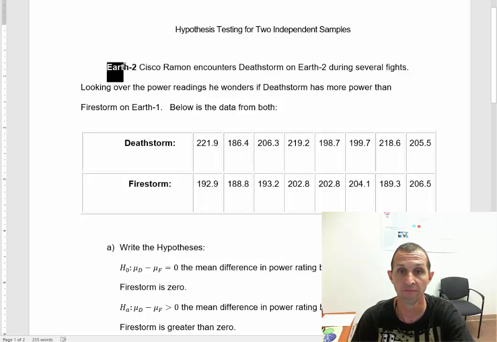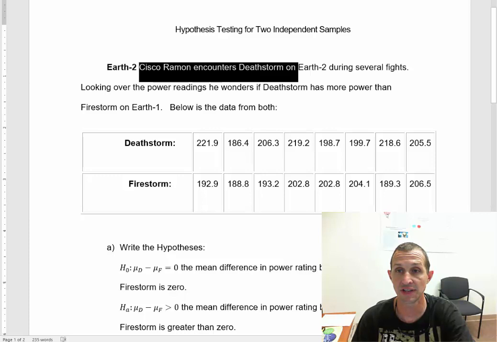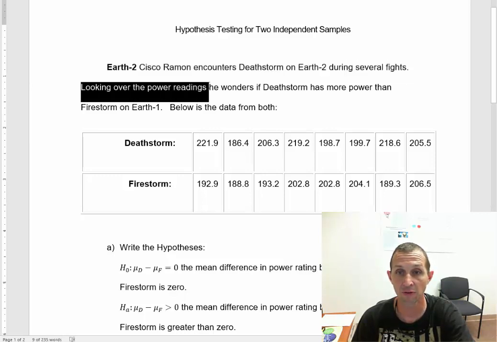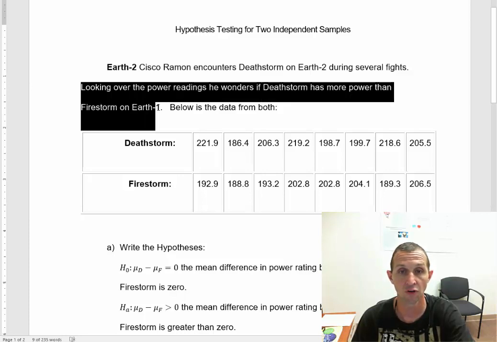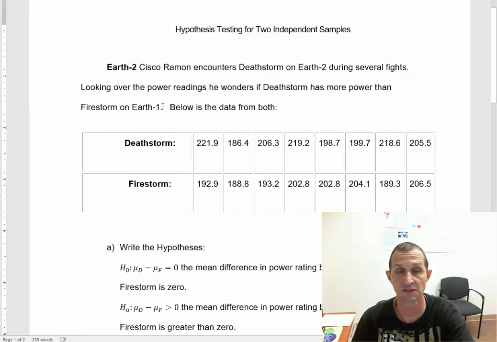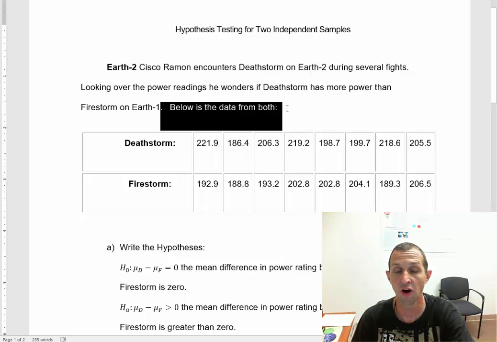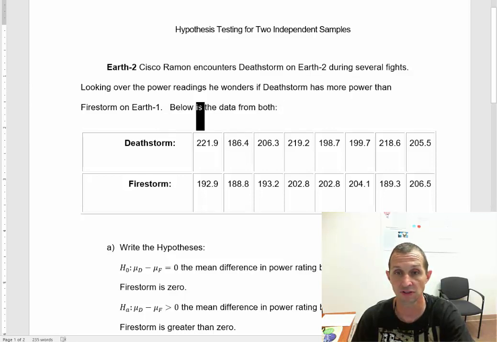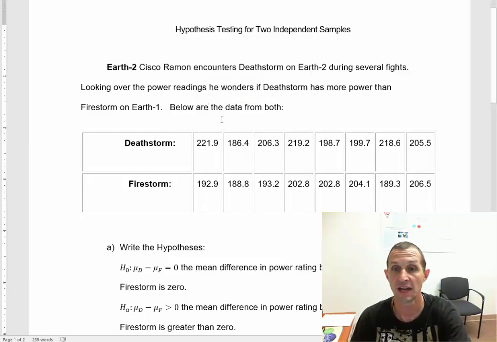So here we go. Earth 2 is the title of the problem. Cisco Ramon encounters Death Storm on Earth 2 during several fights. Looking over the power readings, he wonders if Death Storm has more power than Firestorm on Earth 1. This is a reference to the crossover episodes with Flash in Season 2. Below are the data from both.